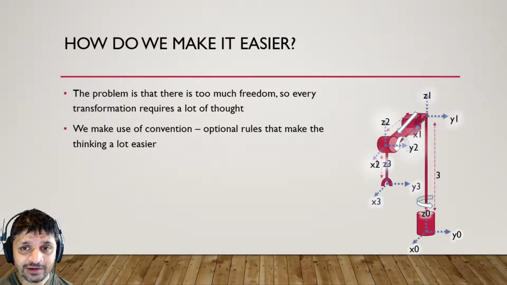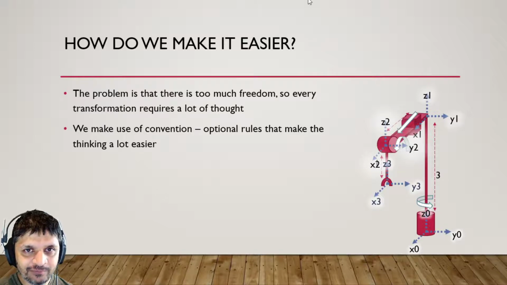So how do we defeat that? Well, the thing is, because we said we can rotate around any axis and translate along any axis and in any order, every transformation requires us to just think too much. Okay? So what we can do instead is we can make use of convention. Okay? And this means that we can make use of some rules that will make our lives easier. Okay?